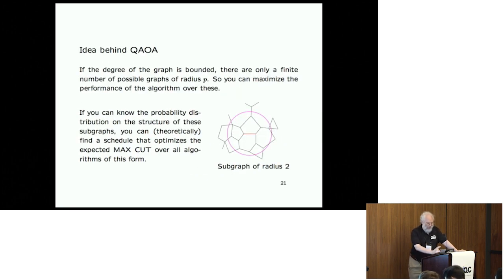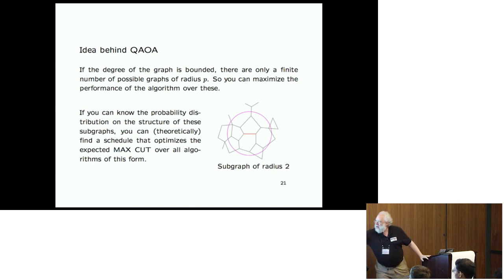Okay, so here is an edge, and if you want to know the expected value of the cut across this edge, so I guess that's the probability that these two vertices are in opposite halves of the partition, then to figure this expected value out, you only need to look at the subgraph of radius 2.